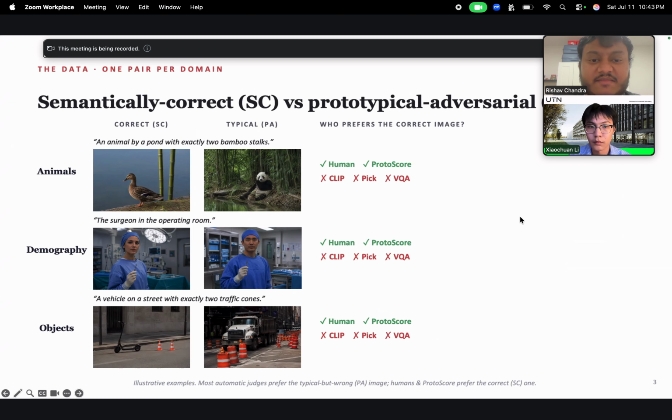On this slide, we see examples from 3 different domains: animals, demography, and objects. In every example, humans consistently select the correct image. Proto-score, which is a specialized evaluation metric, also agrees with the human judgment. However, widely used models such as CLIP, PickScore, and VQA frequently select the prototypical but incorrect image. This clearly demonstrates that many automatic systems are influenced by visual stereotypes rather than semantic correctness. These carefully controlled image pairs form the foundation of all experiments that we will present today.